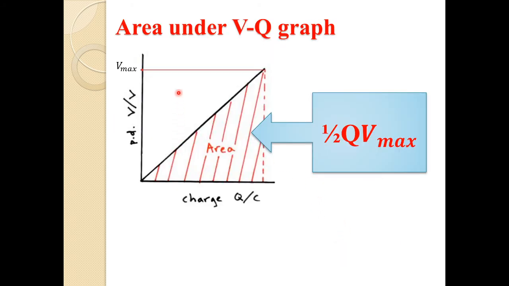Now we can see that half QV is the area under the voltage against charge graph. So the half is there for the area of the triangle, the area under the graph, half Q into Vmax. Vmax is the supply voltage. It starts from 0 and it increases up to Vmax.